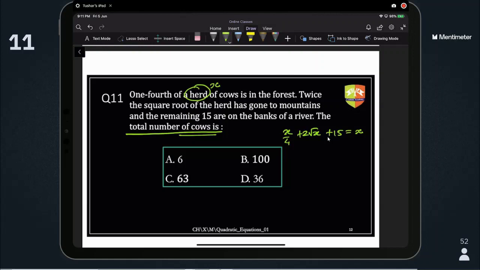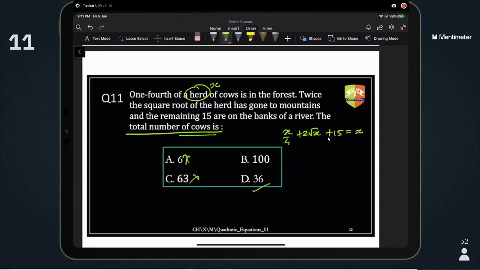I will solve it, but just in case you want to click quickly: X has to be a perfect square. So these are ruled out. It's either 100 or 36. You can check, this will suit. So this is the solution.